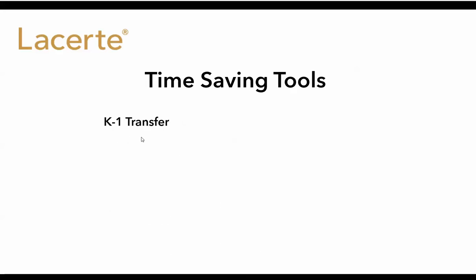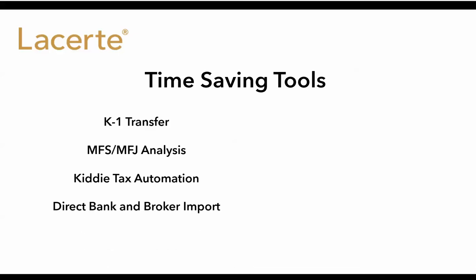We have the K-1 transfer, which will take K-1 data between products so you don't have to enter the data twice. We automate the comparison of the married filing joint and separate and allow you to split the return if it's better for your client to file separately. We automate the entire production of kitty tax returns. We have a direct bank and broker import. We partner with about 400 different banks and brokers for direct importing of data.